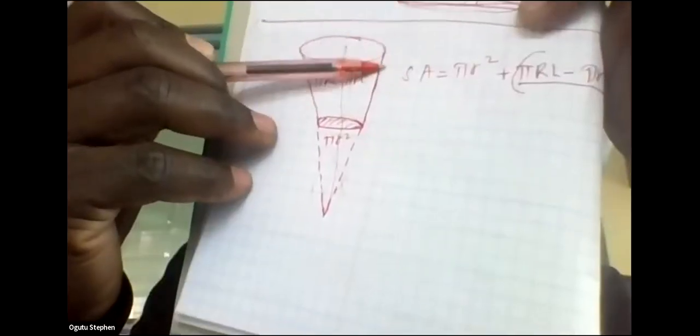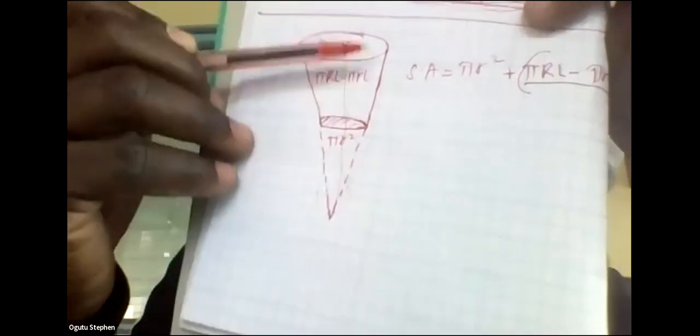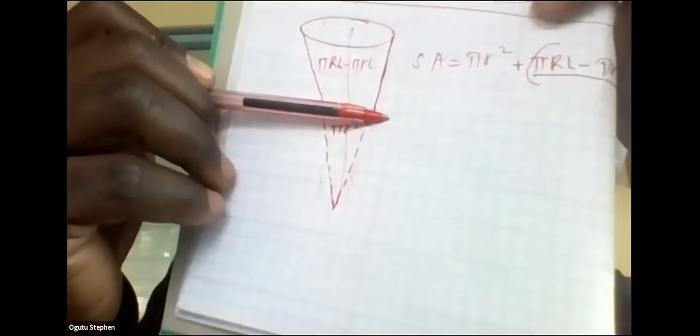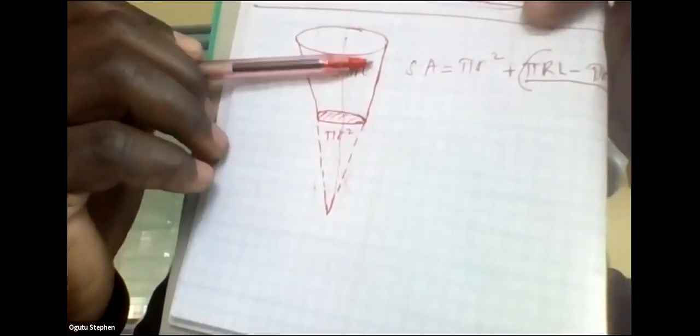That means tukitafuta curved surface area ya cone yote, big cone, kutoka hapa hadi hapa, minus curved surface area of the small cone from here up to here, tunapata curved surface area of this bucket here.